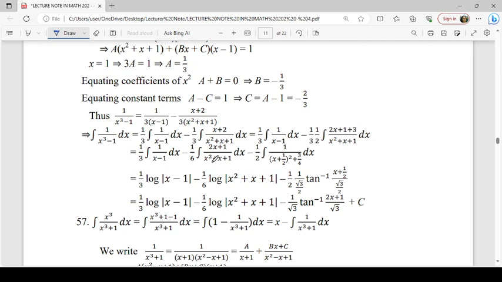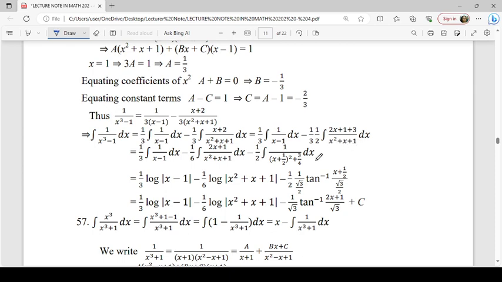So it is 1 by 6, this is twice x plus 1, and 3 is here again. So we write again 3 by x square plus x plus 1. Then this 3 goes with this as minus half, 1 by, now this we write as a sum of squares.